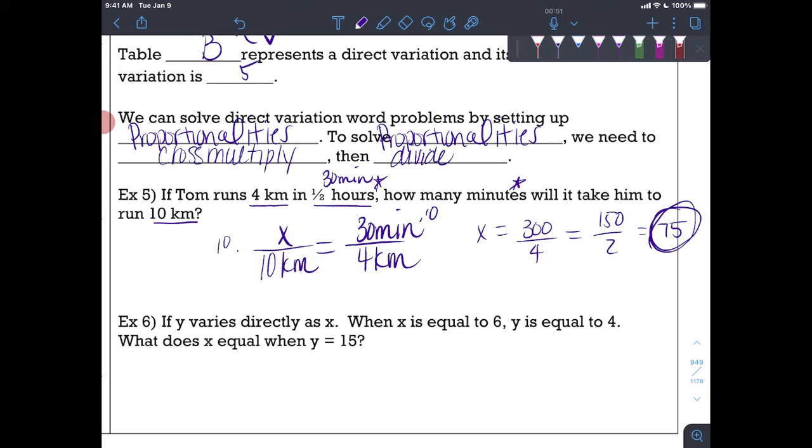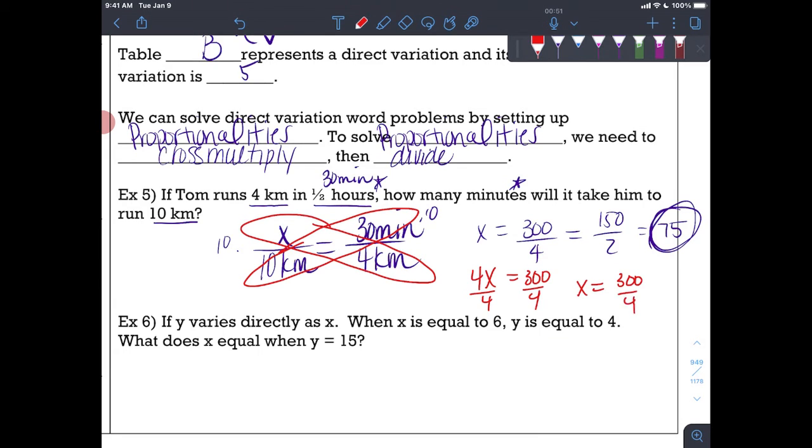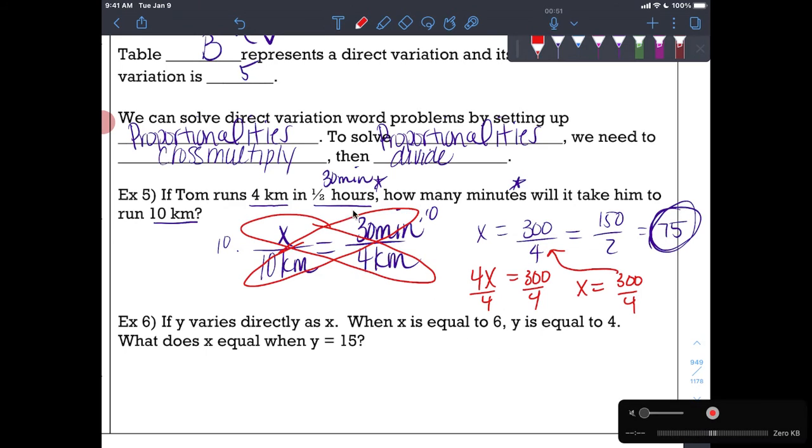So pretty simple. I could have also cross-multiplied, and I would have gotten 4x equals 300, divided by 4, and I would have ended up right at the same exact place. The reason why I do this is because it's just one less step. This makes it easy. It sets it up automatically like that, okay?